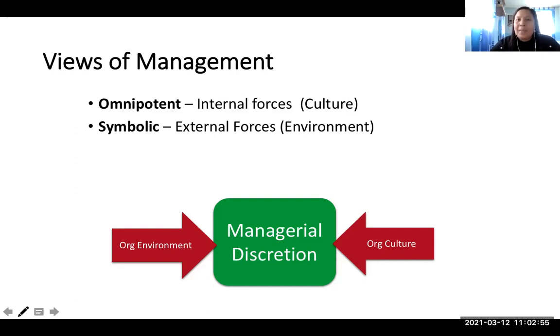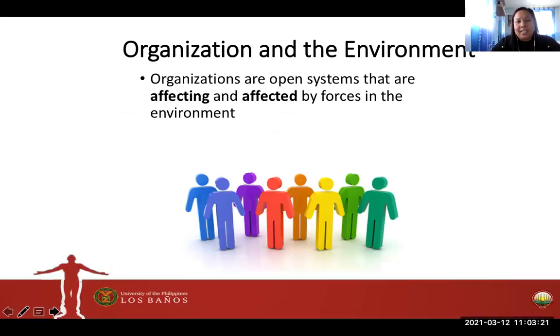Now, as a manager in the future, or perhaps being your own boss or entrepreneur, your decision will be based on the existing organizational culture and the organizational environment. The organizational culture is something internal, while the organizational environment is external. That's when you would make a decision.